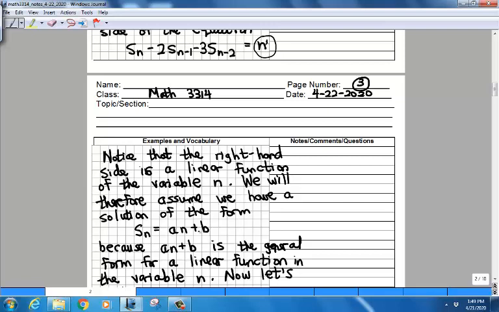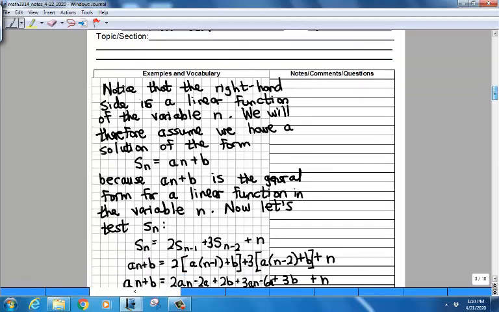Maybe there's nothing I can choose for a and b that will make this into a solution for the recurrence relation, and if that's the case, then this method didn't get me anywhere. And sometimes this method that I'm showing you doesn't get you anywhere. But let's see what happens in this case. So I'm going to assume I have a solution to the recurrence relation. This is not a recursive formula, correct? So I'm going to assume I have a non-recursive solution to the recurrence relation that looks like this, a times n plus b.